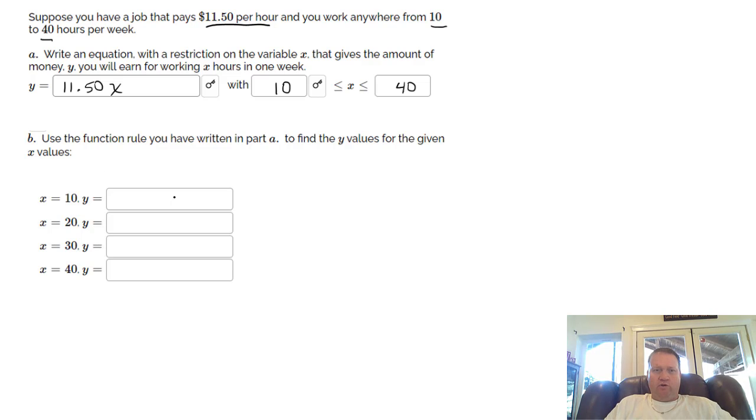And now we're going to use that rule and we're going to come up with a table of y values. And remember, x's are the domains. These are your domains and those are your inputs. So think about this like an input-output machine. You input 10 hours of work and you output money. So out here is your range values.